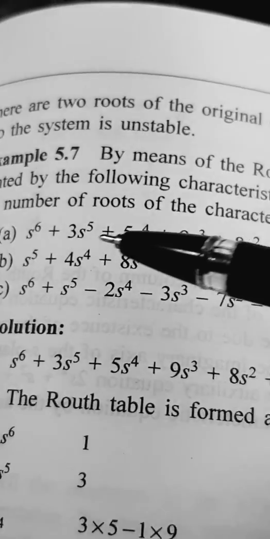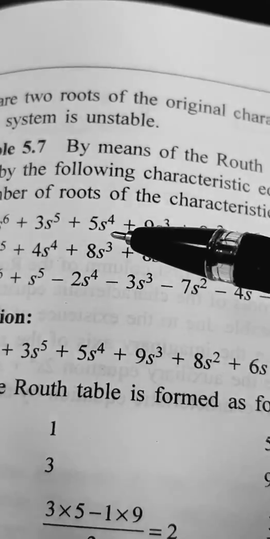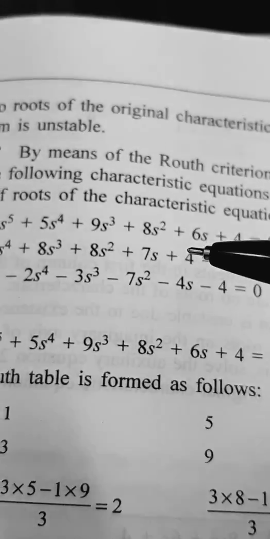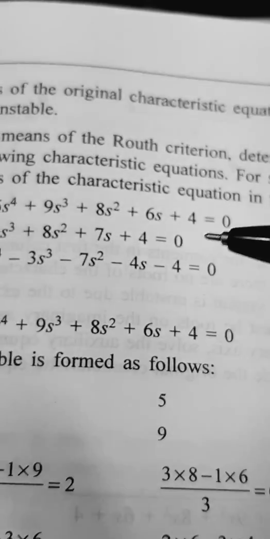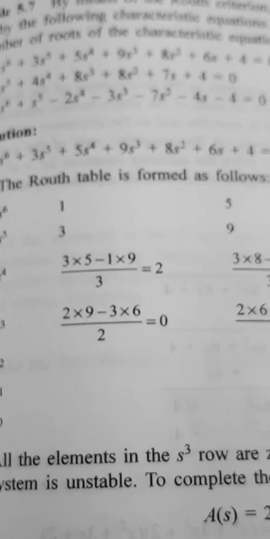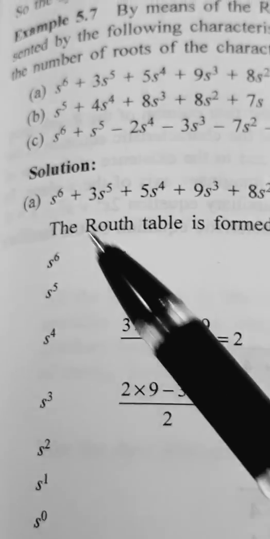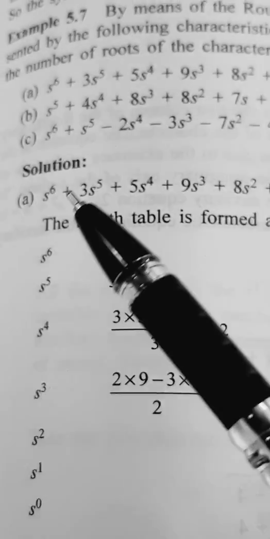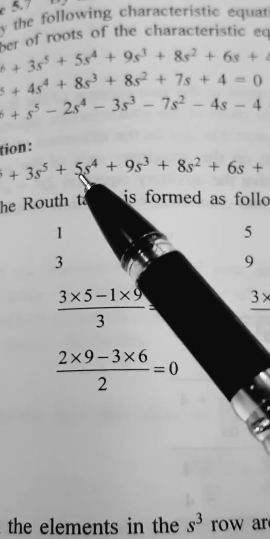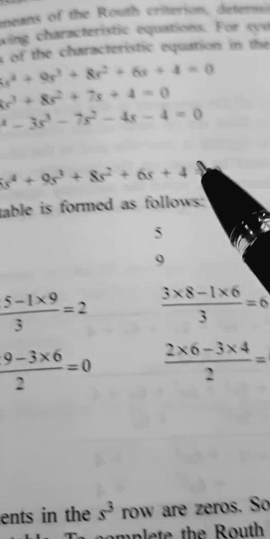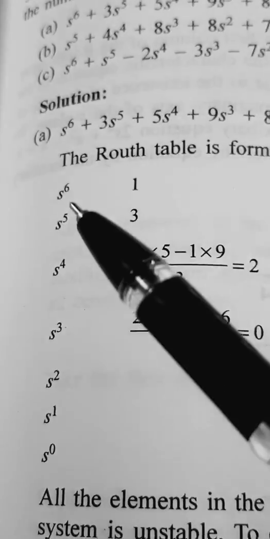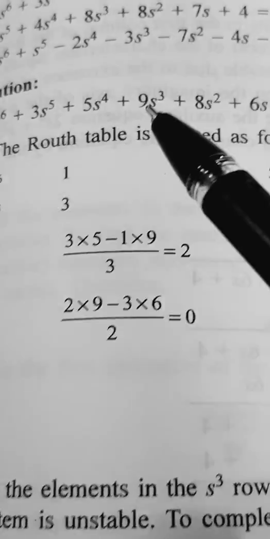For example, s raised to 6 plus 3s^5 plus 5s raised to 4 plus 9s^3 plus 8s square plus 6s plus 4 is equal to 0. First, you create the Routh table. The highest order is 6, so s^6 to s^0. The coefficients 1, the next coefficient 5, next coefficient 8, next coefficient is again 4. Then for s^5, next coefficient is 3, next 9, next 6.